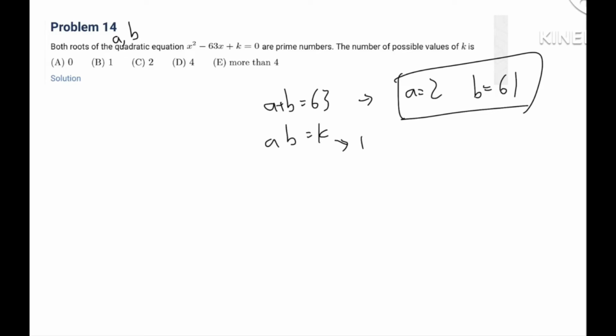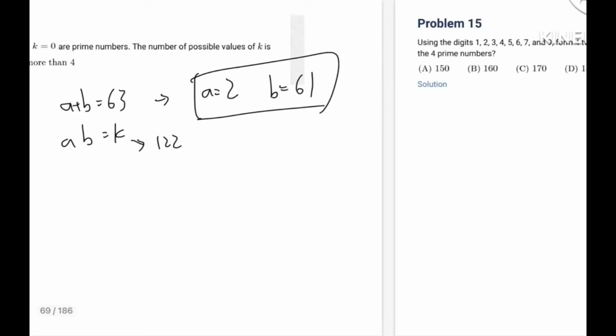So k can be only one value, 122. So it's one value. It's B.